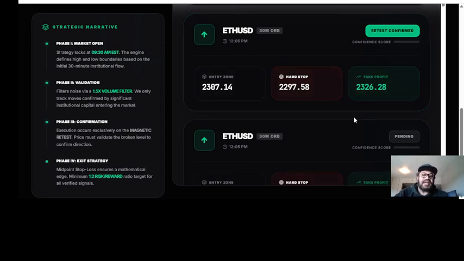I have the signal set up as regular alerts on the screen as well as pop-up alerts and audio alerts. So for instance, here it found a potential setup on Ethereum, and it gives us the entry price, the stop loss, and the take profit target.